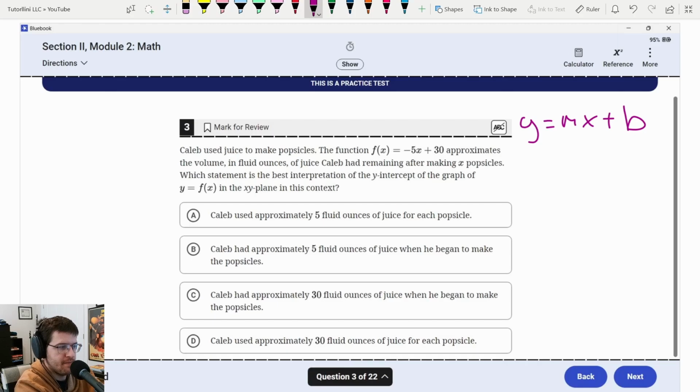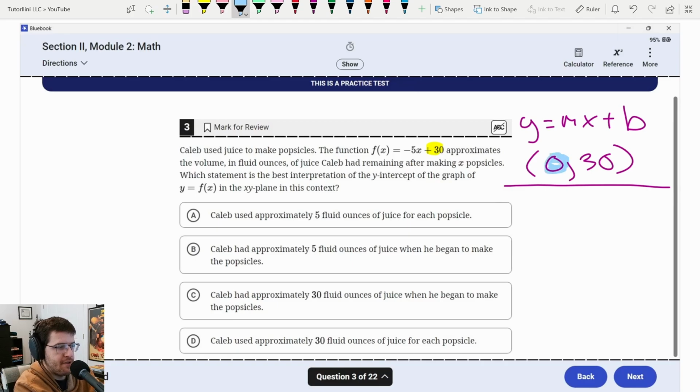Okay, question 3. So whenever we have y equals mx plus b, m is the slope and b is the y-intercept. So the y-intercept is 30. More specifically, because y-intercepts always have an x of 0, we would say the coordinates are 0, 30. Now I'm going to interpret what this means without looking at the answer choices at all so I don't get tricked.